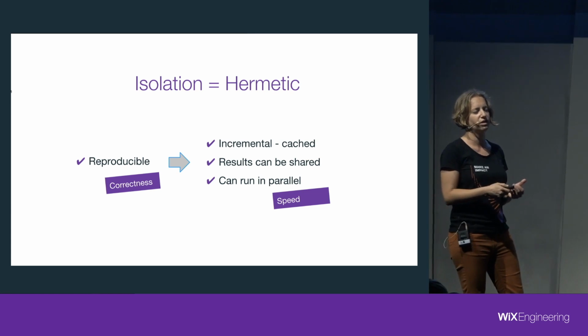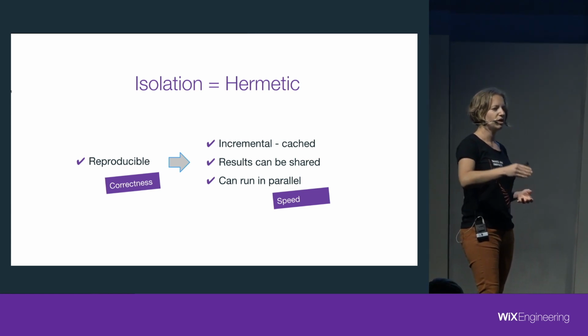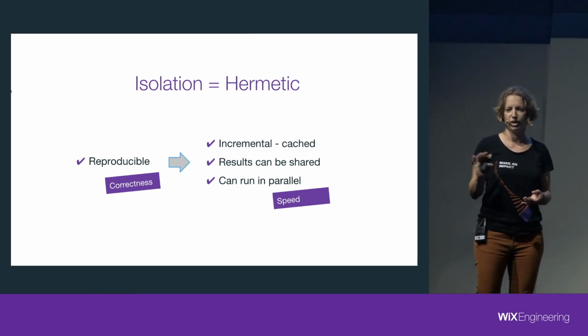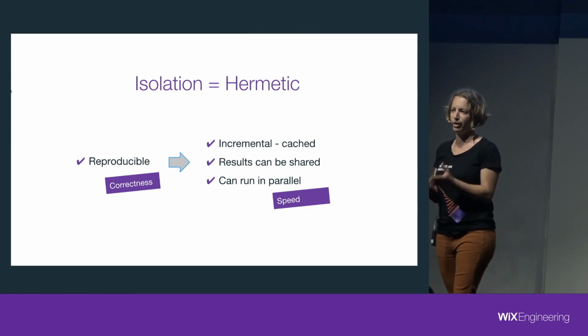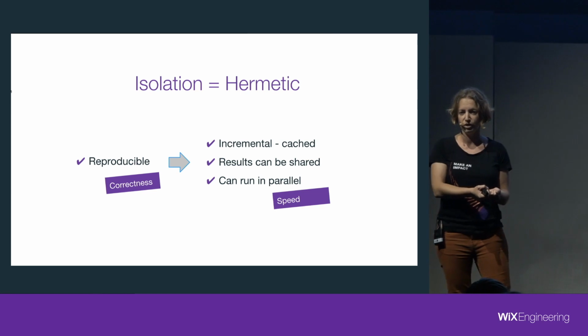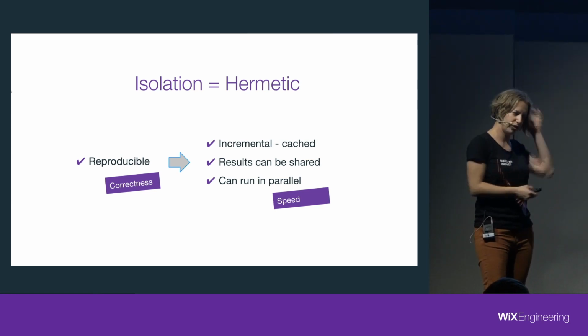And what can we actually gain by things being reproducible? First of all, results that have previously been calculated can be reused. They can be cached, okay? So if, for example, you have a test that depends on code, and you change the test, but you don't change the actual code, then you only need to rerun the test. You don't need to compile the code again, okay?